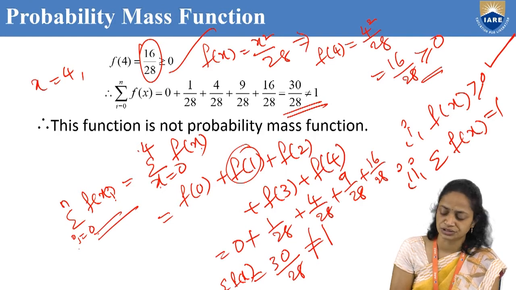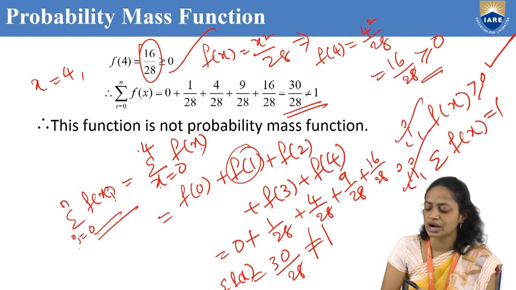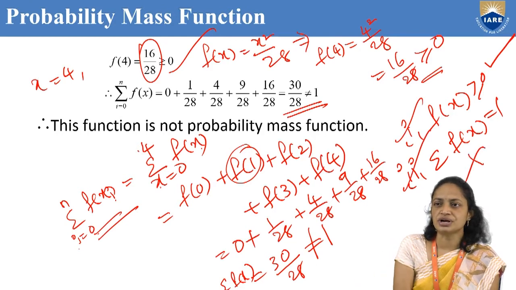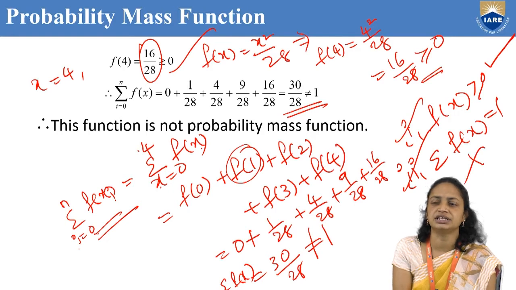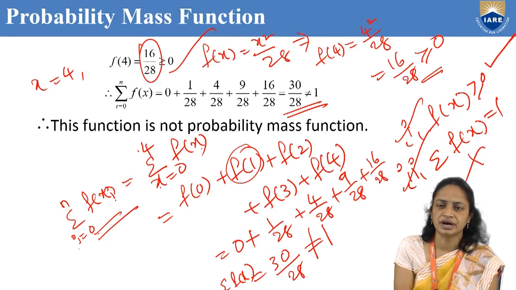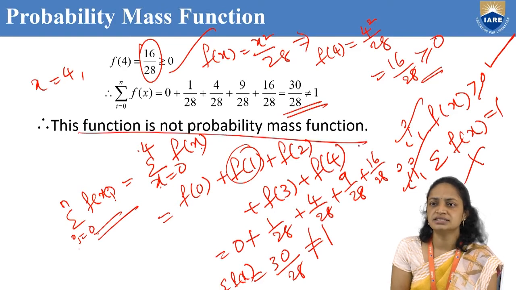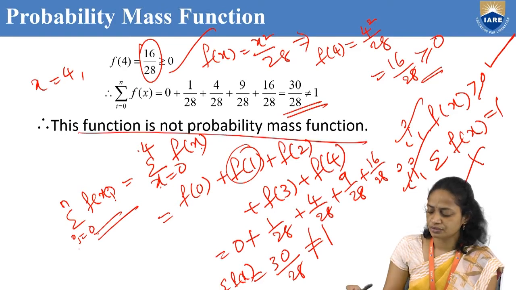That means it should satisfy both of these conditions. Then only the function is a probability mass function. Here it is not satisfying our second condition, that is summation f of x equal to 1. That means the function is not a probability mass function. So, next one.